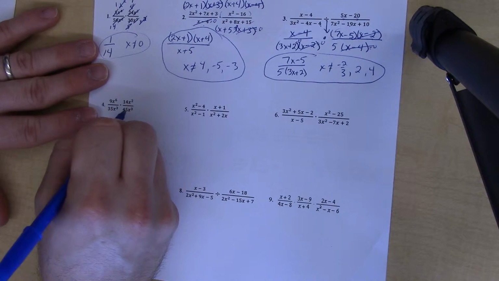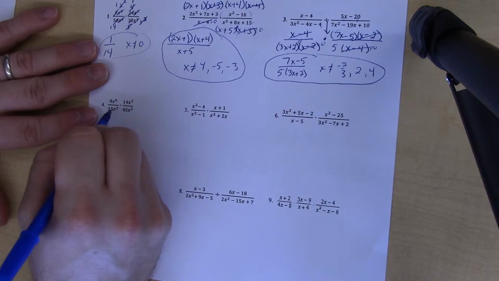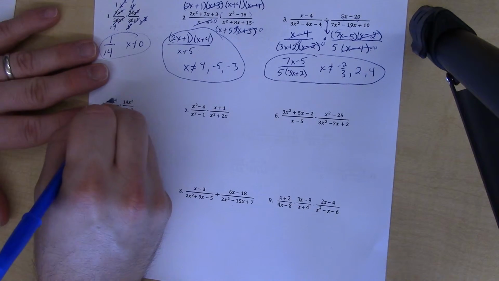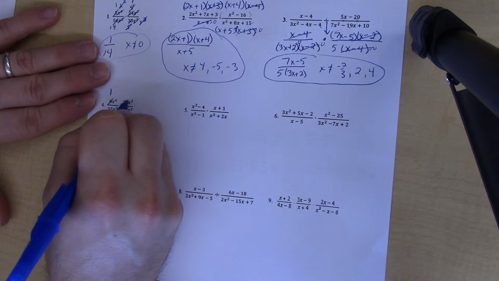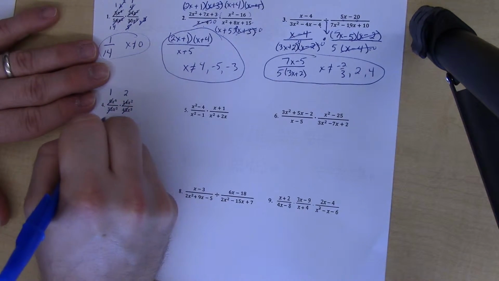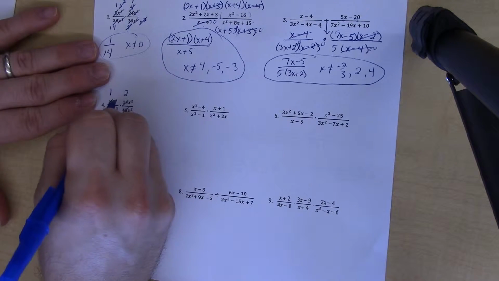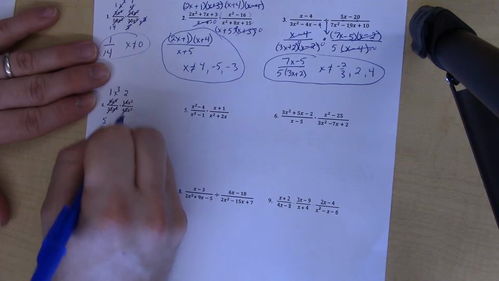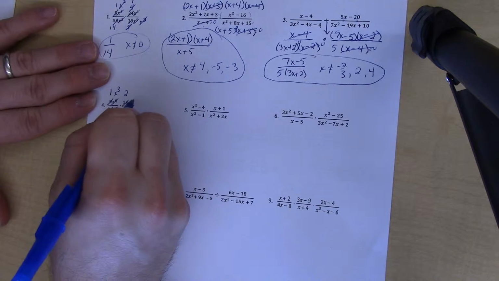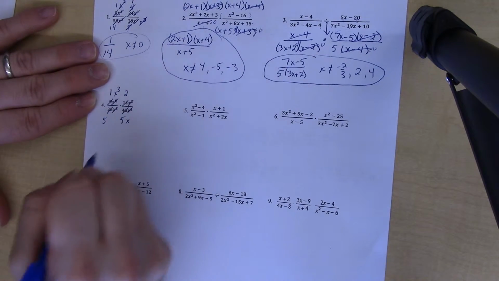I can't cancel anything here, so I'm going to go across. I could take a 9 out of there once and a 9 out of there 5 times. I could take a 7 out of there twice. I can take a 7 out of there 5 times. X to the 6 over x to the third, I'm going to cancel those to give me x to the third on top. X squared, x cubed, I'm going to cancel those to give me an x on bottom.